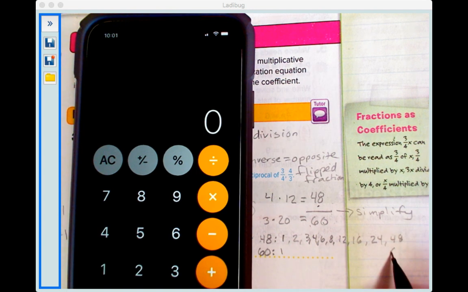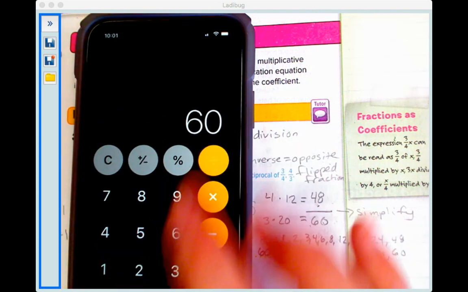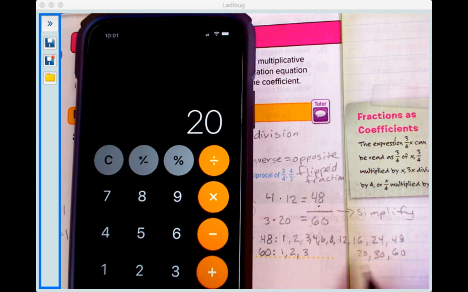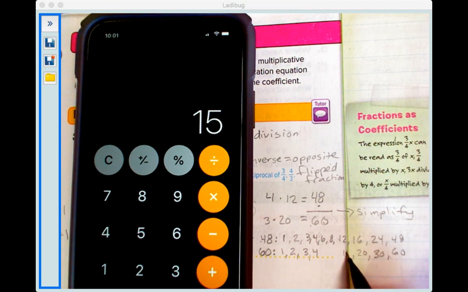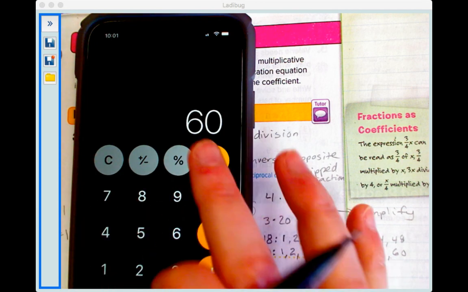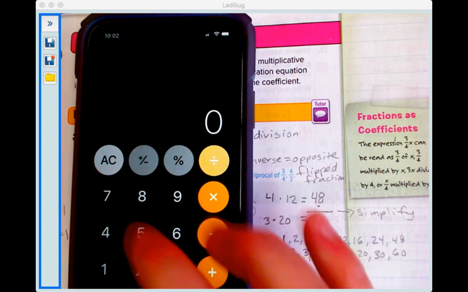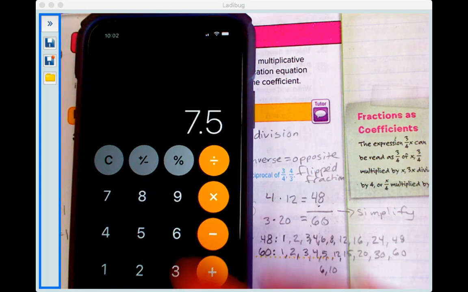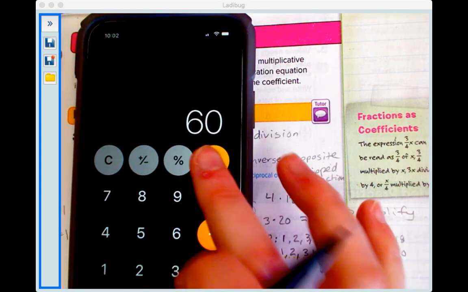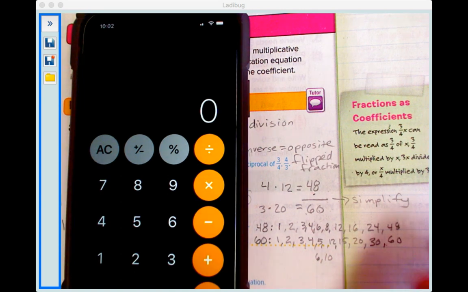60, I know it goes 1 and 60. I know it goes 2 and 30. 60 divided by 3 would be 3 and 20. 60 divided by 4 is 4 and 15. 60 divided by 5 is 5 and 12. 60 divided by 6 is 6 and 10. 60 divided by 8 doesn't work. 60 divided by 7 doesn't work. 60 divided by 9 doesn't work. And 60 divided by 10. I'm going to clean that line up for you also.